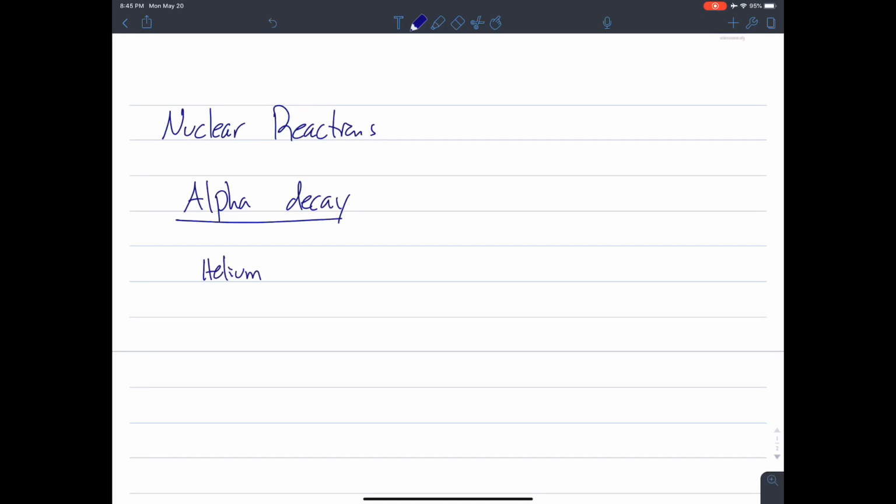All right, now let's talk about nuclear reactions, or nuclear decay, whatever you want to call it. So first, let's talk about alpha decay. Alpha decay consists of a helium nucleus, aka an alpha particle.